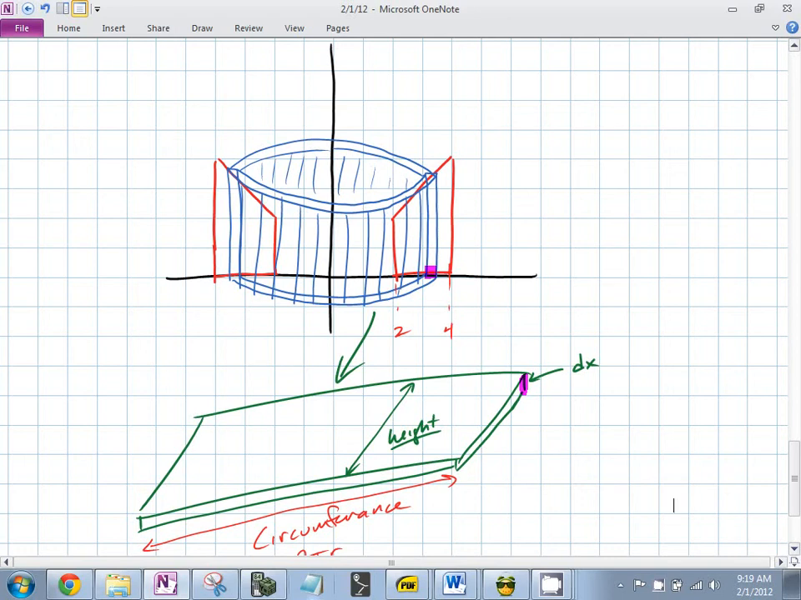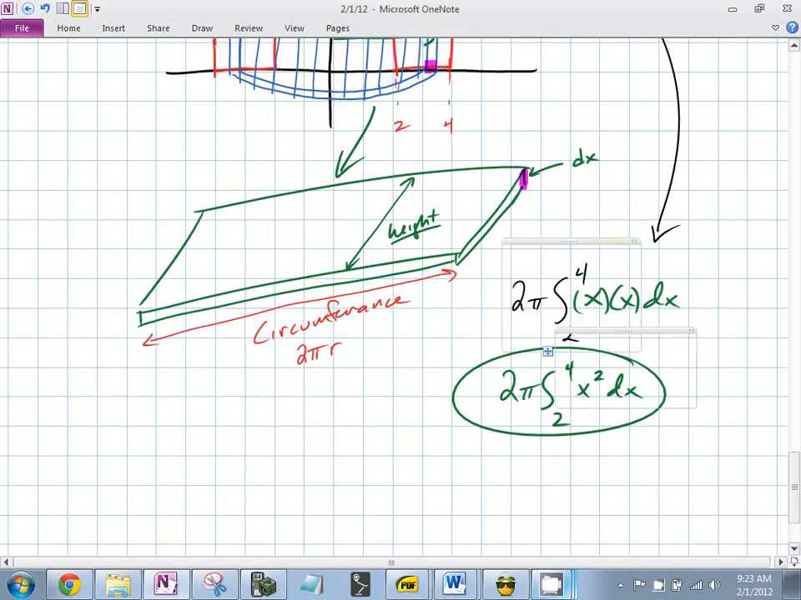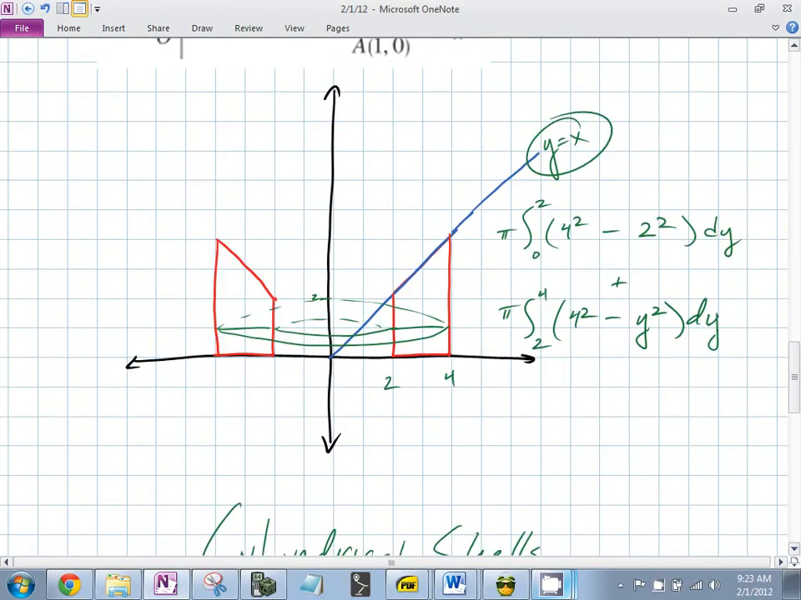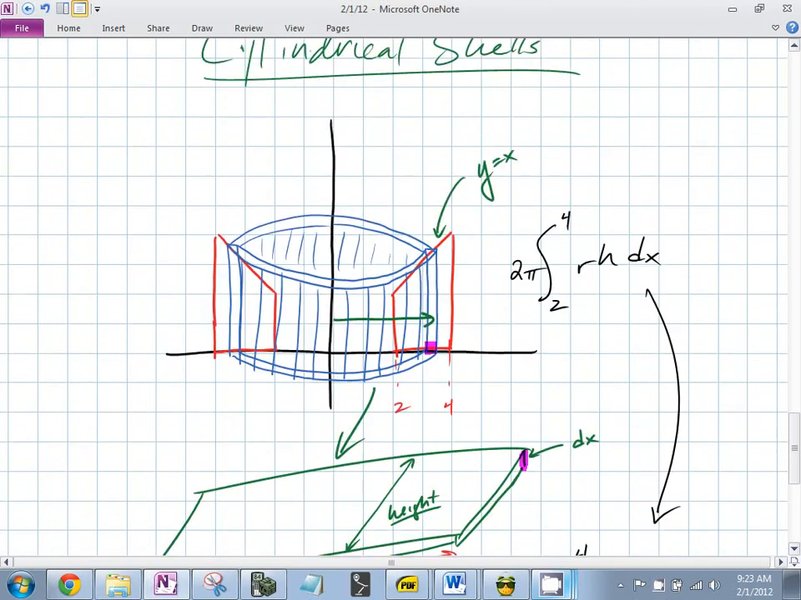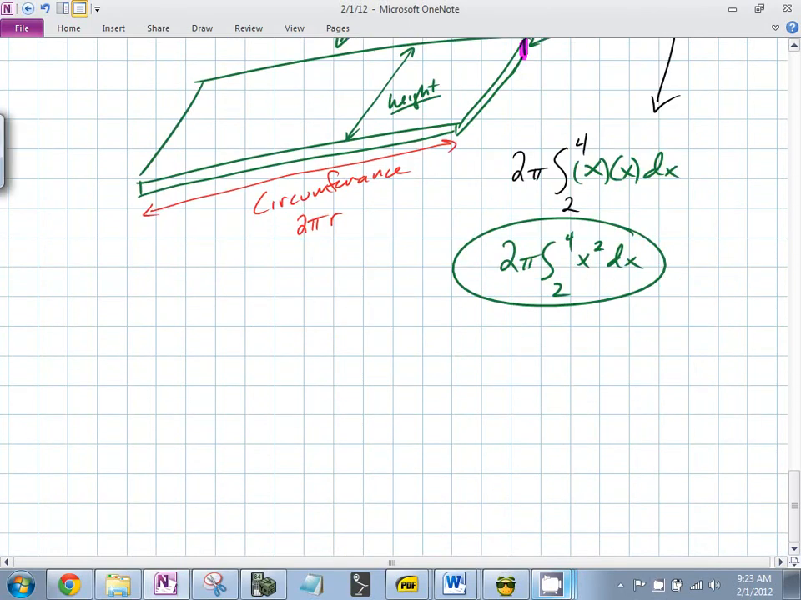So what we're doing is setting this equal to the earlier result. We hope that when we do this, it comes out to equal the same thing as those. Let's try it and see what happens. So we have 2 pi, the integral, what's the integral of x squared? 1/3 x cubed from 2 to 4.